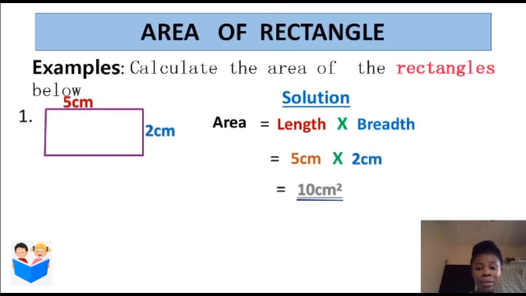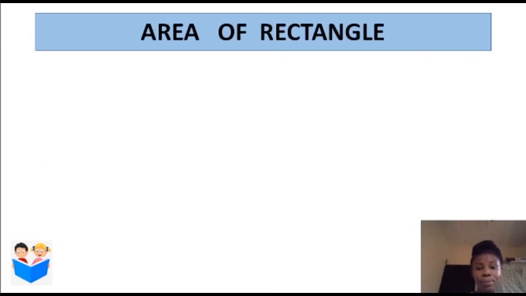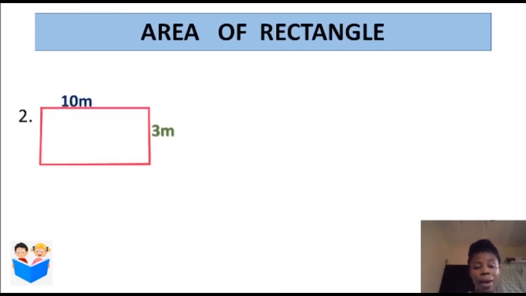Let's move to another rectangle. Now look at this. We have another rectangle. The length is 10 meters. The breadth is 3 meters. Let's find out the part that is the length. Can you see the length?